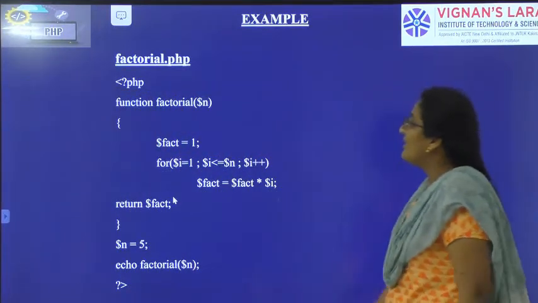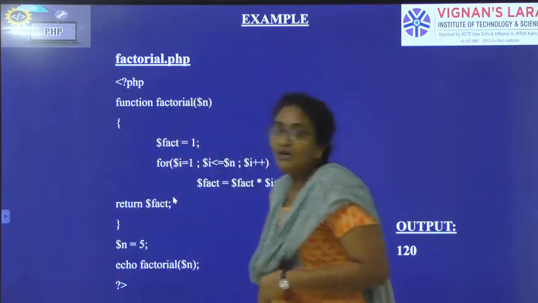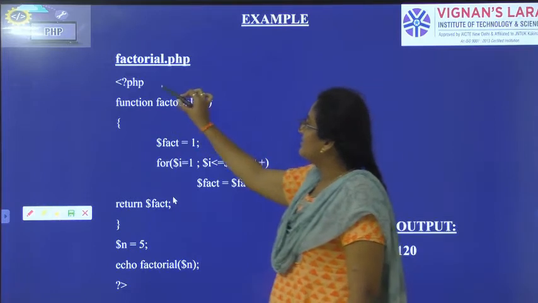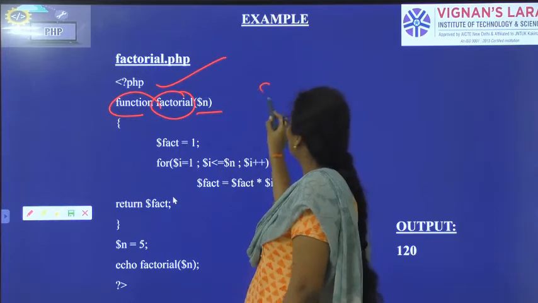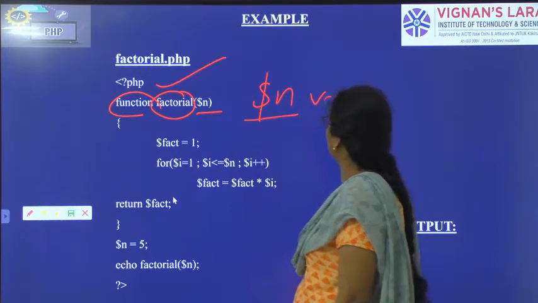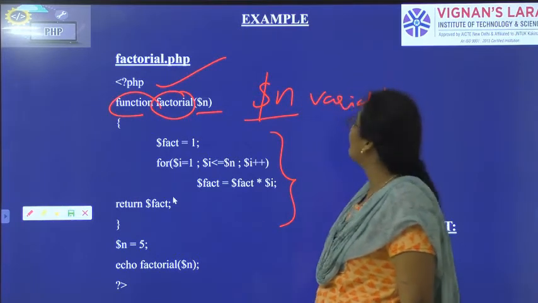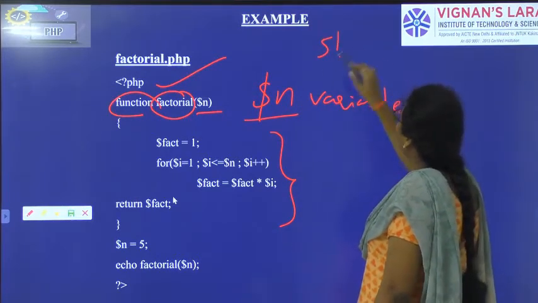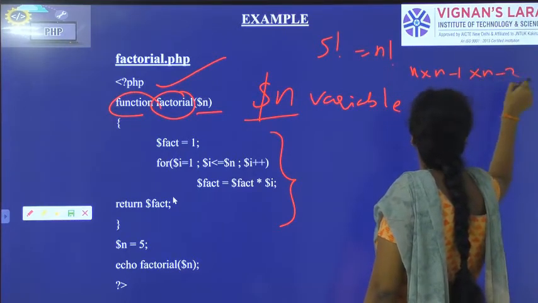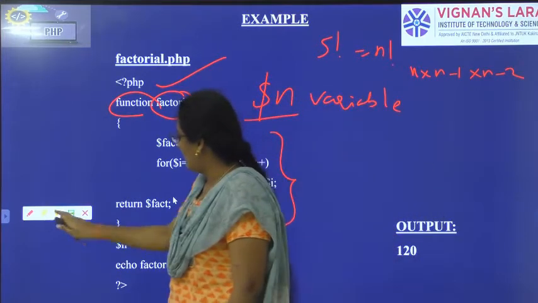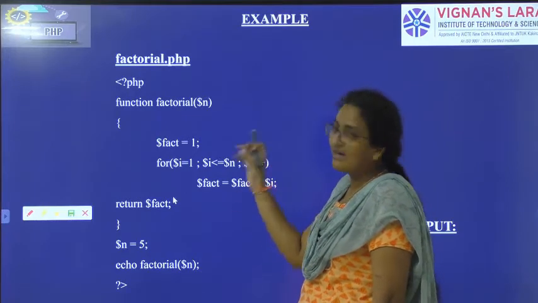If you see here, we have written the factorial program using functions. You already know the code for the factorial function, right? In PHP we have started with function, function name, arguments. Here the argument is $n, which is a variable. You already know the code for finding the factorial of a number. If you want 5 factorial, which is n factorial, it is n into n minus 1 into n minus 2 and so on. Same formula only. Factorial code you already know, but we are using the concept of function here.